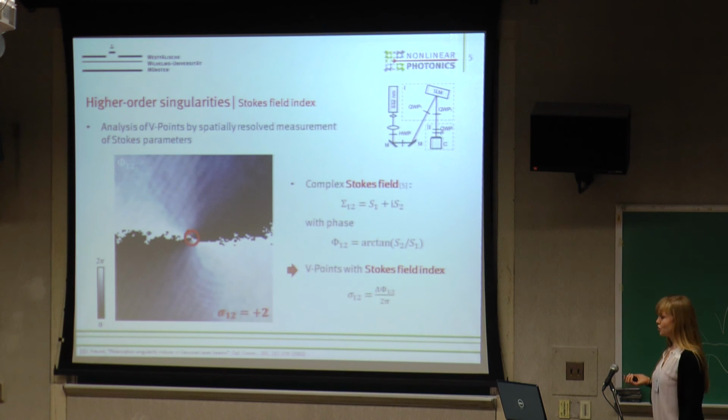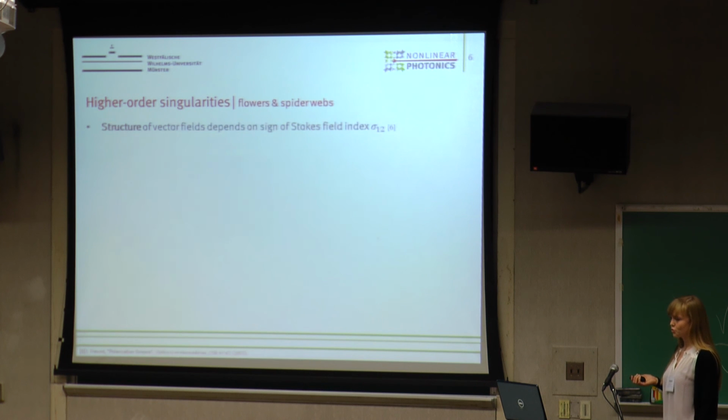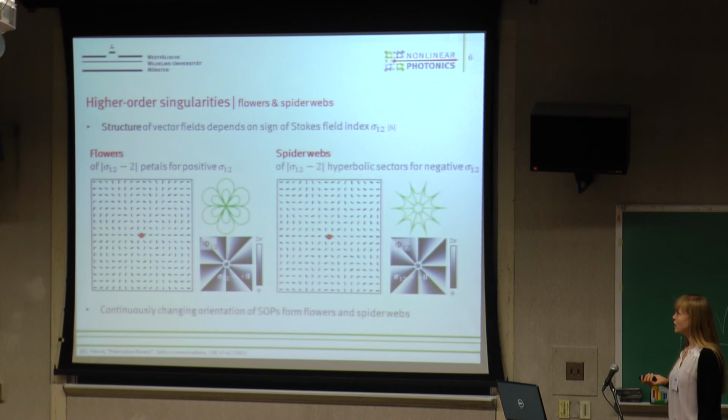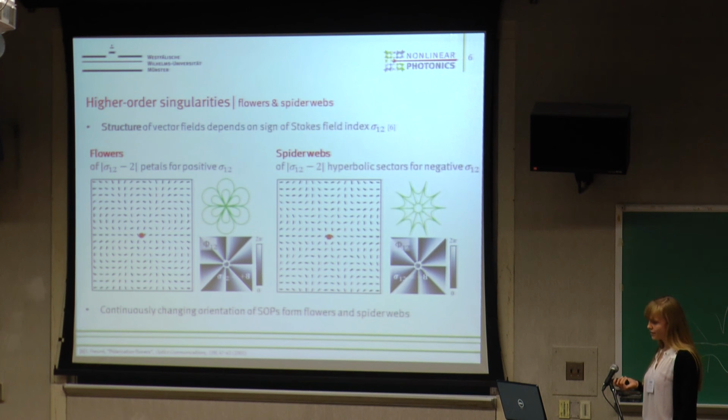So now we can use this index also to characterize the vector beams we are creating. If we have higher index singularities, the structure of our vector field depends on the sign of our Stokes field index. So we can have flowers and we can have spider webs. Flowers are achieved if we have a positive index. So if we take a look at our phase distribution of the complex Stokes field, we have a positive index of +8 in this case. So we will have the shape of a flower. In this case, we have 6 petals, so sigma minus 2 petals for our flower. And here's just a flow line image.